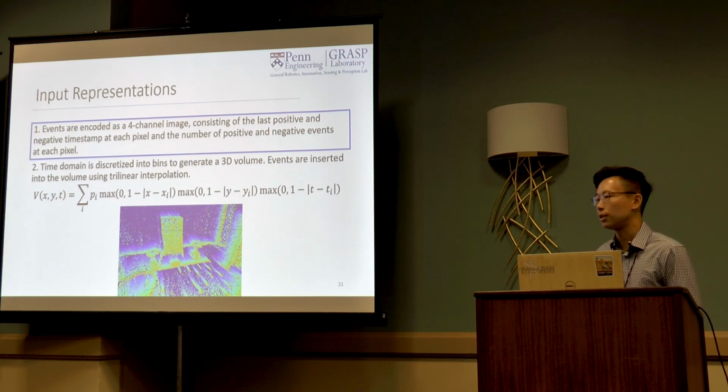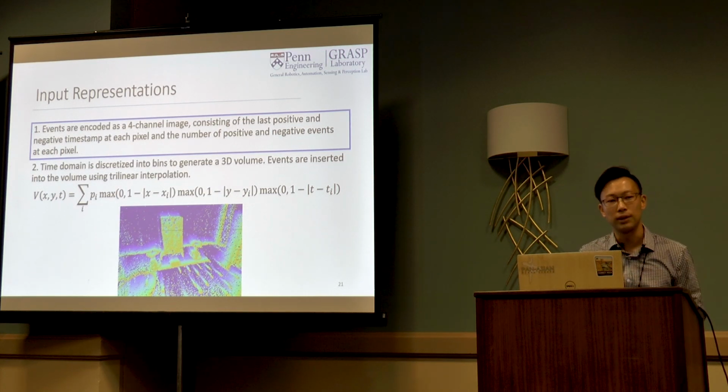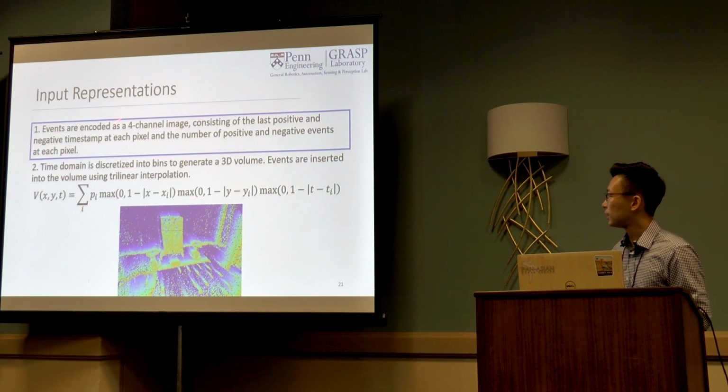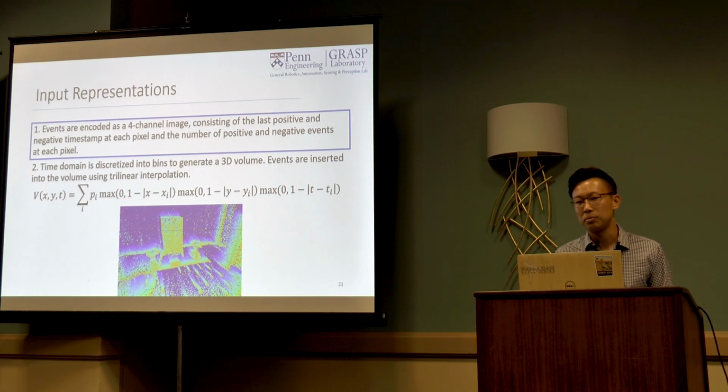So as an input, we encoded the last positive and negative timestamp at each pixel. And then we also gave the network the number of events at each pixel. This allowed the network to filter out things like noise, where you just have a random event popping up every now and then. However, one problem with this input representation is that if you have a really dense structure like this board over here, then the newer timestamps will tend to override the older ones. And you might end up with just a mess of very recent timestamps, which doesn't give you very much information.